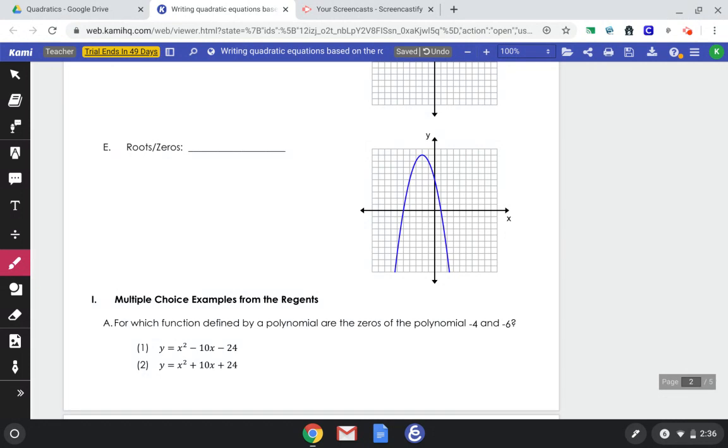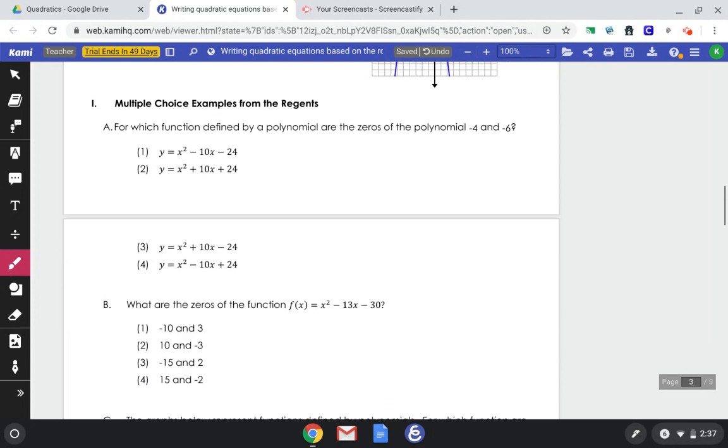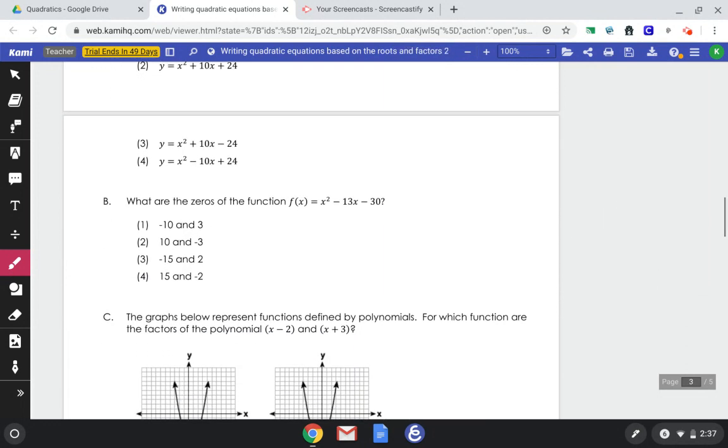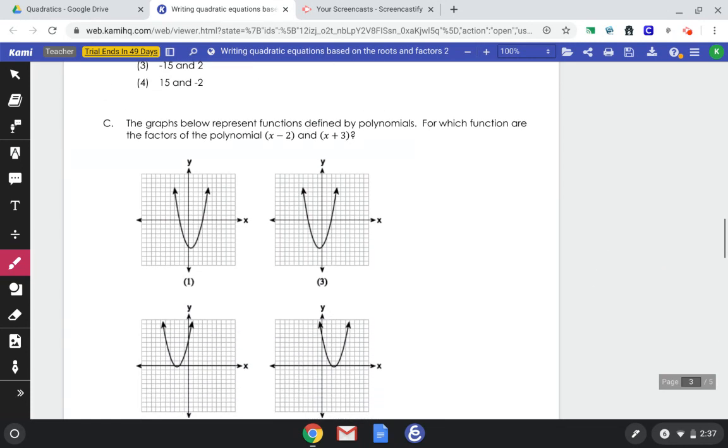For which function defined by a polynomial are the zeros of the polynomial -4, -6? So this one you're just going through and you are solving. And notice some of the answers go on to the next page. I don't know why when I convert it, things don't line up anymore. All right, B you can do on your own. Okay, so right here, letter C.